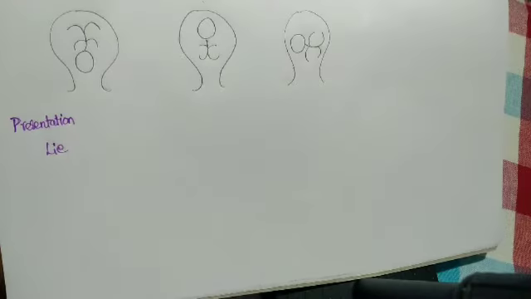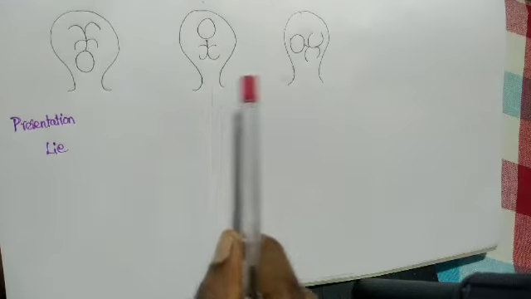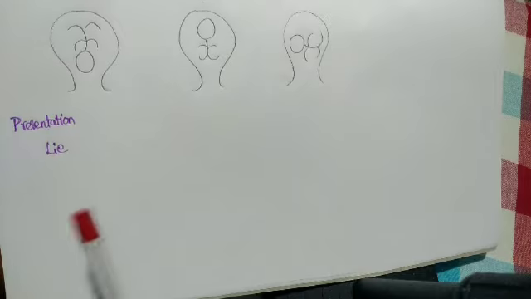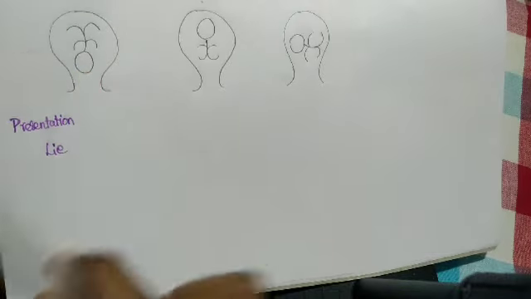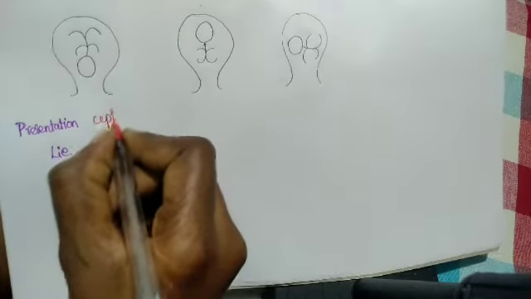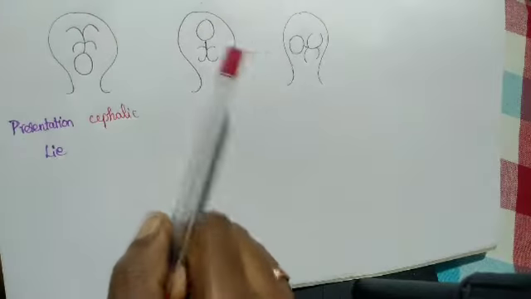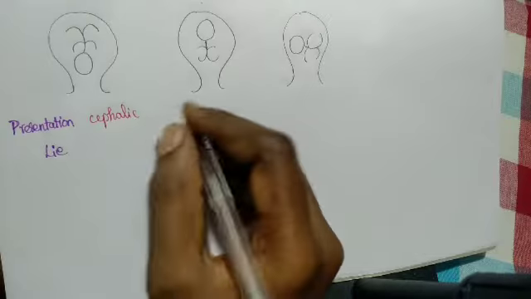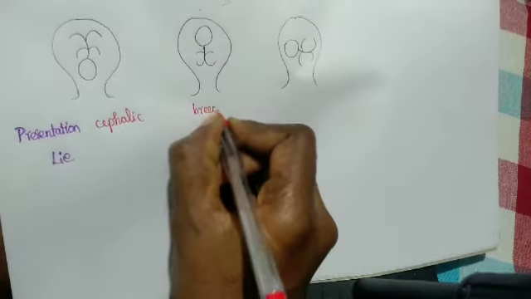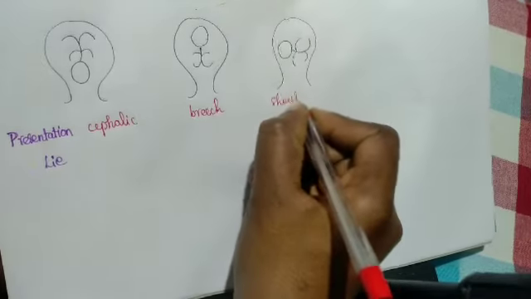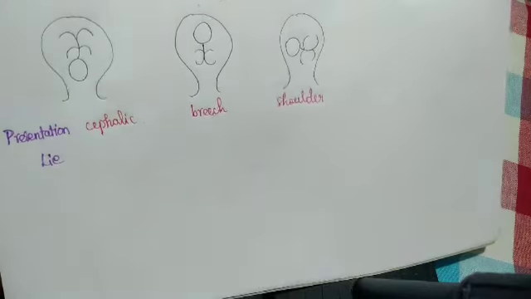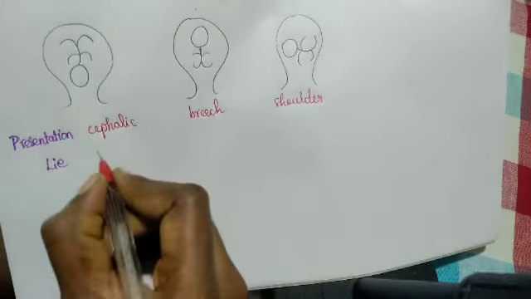Friends, in this video I am going to discuss malpositions of fetus. These are the presentations of fetus in the uterus. If you see head in the lower segment of uterus, this is cephalic presentation. If you see breech in the lower segment of uterus, this is breech presentation. And if you see shoulder, it is shoulder presentation. And this one is vertical lie.